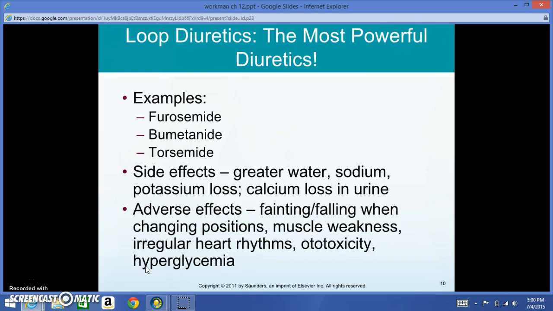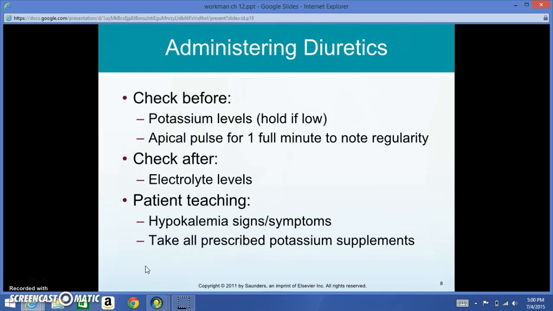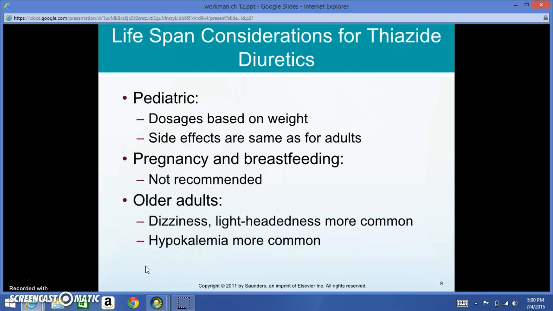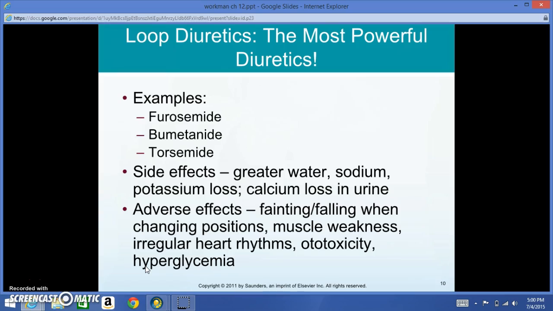Loop diuretics. You know what? Let's take it back. Potassium level, you need to know the normal, which is 3.5 to 5.0. I know your book says different things throughout various books, but 3.5 to 5.0 is the level that I want you to go by.